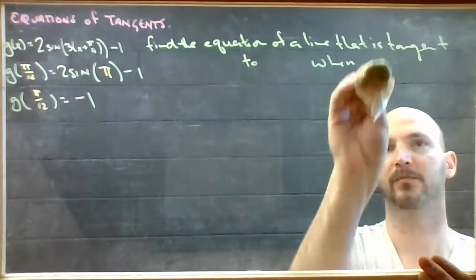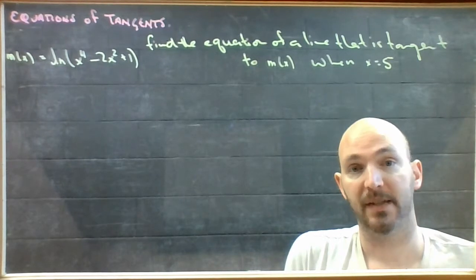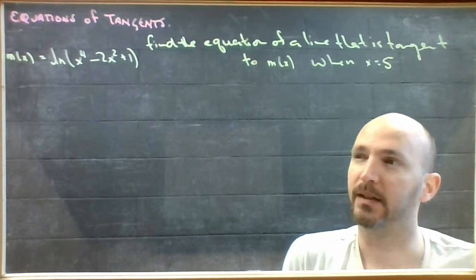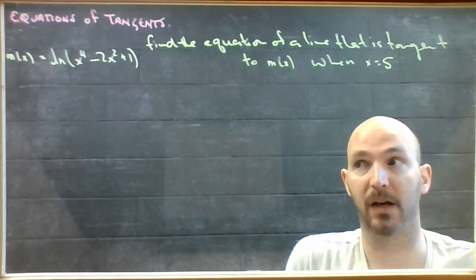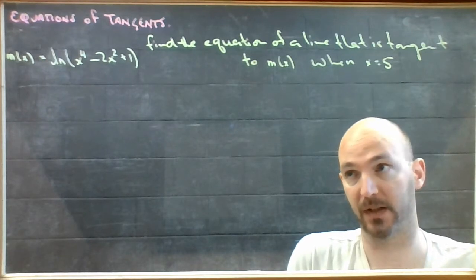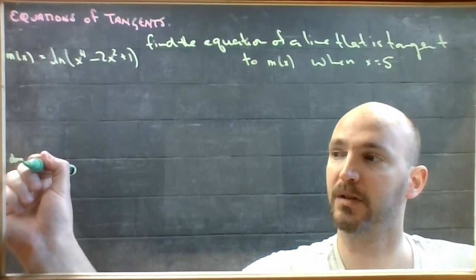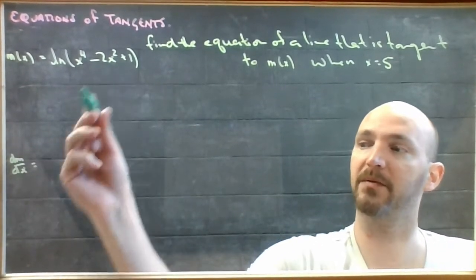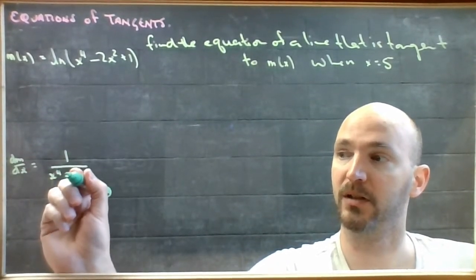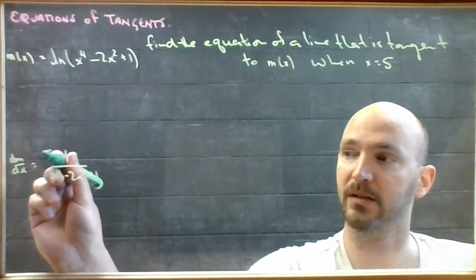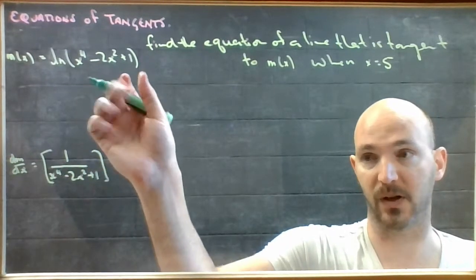Okay, so we'll try this on a composite. We'll only do one of these because the process is exactly the same as for a basic function. I need to get my slope and my y-intercept from this particular function. So I'm going to take the derivative to get my slope. dm by dx will be, the derivative of a ln is 1 over the argument, so x to the fourth minus 2x squared plus 1. But I'm going to need to do chain rule because I have a non-simple argument there.